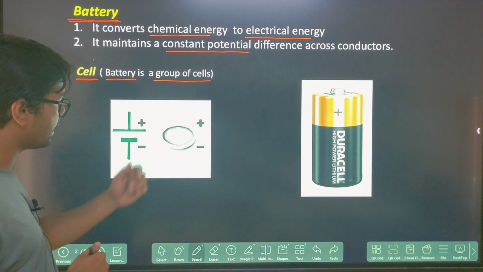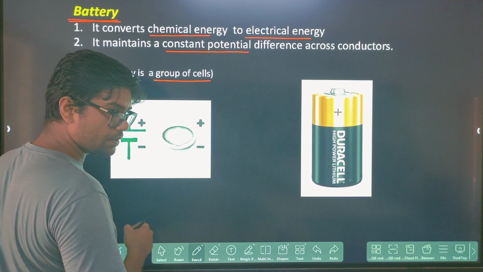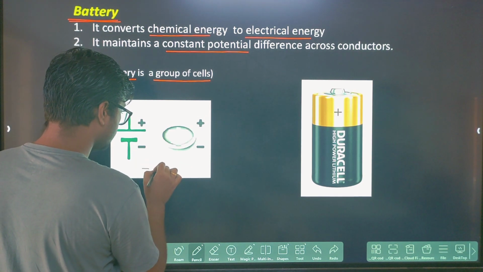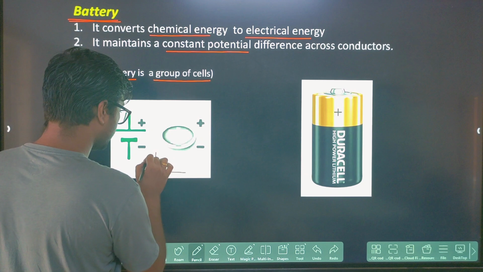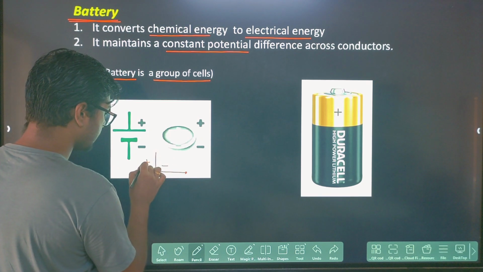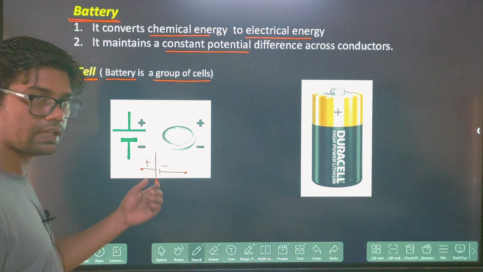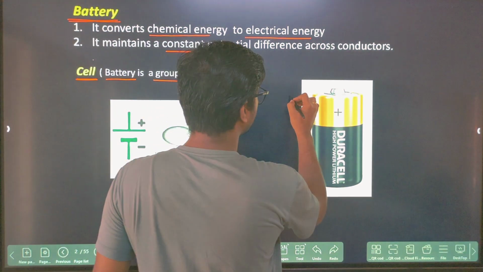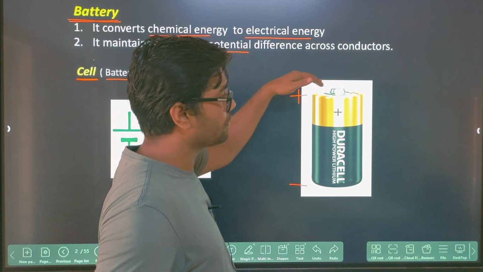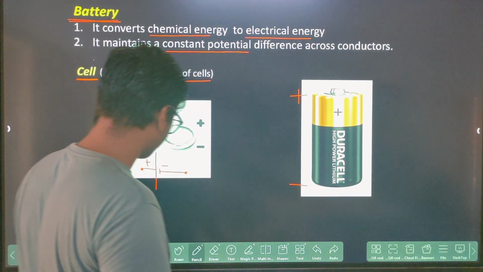So this is your cell, and this is the negative terminal and this is the positive terminal of the cell, or symbolically it is denoted like this, this is positive and this is negative, right? Similarly, if you see a battery, this is the positive terminal of the battery and this is the negative terminal of the battery. Okay.